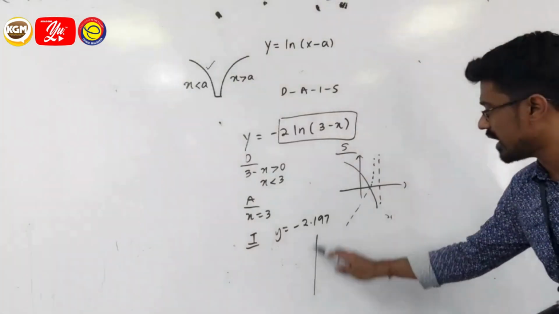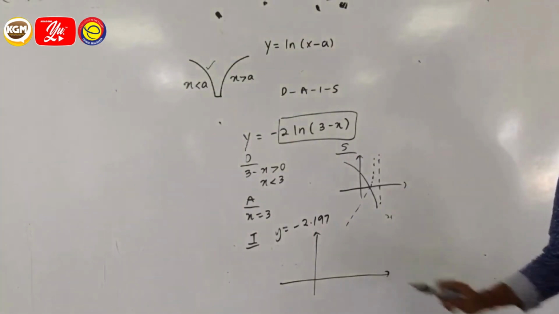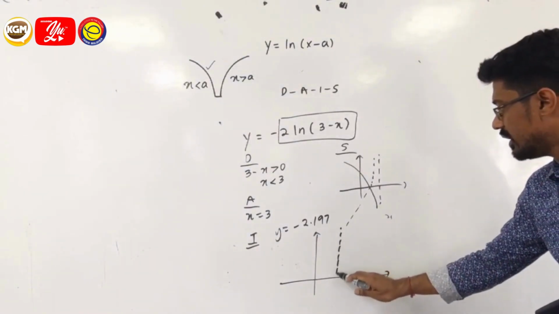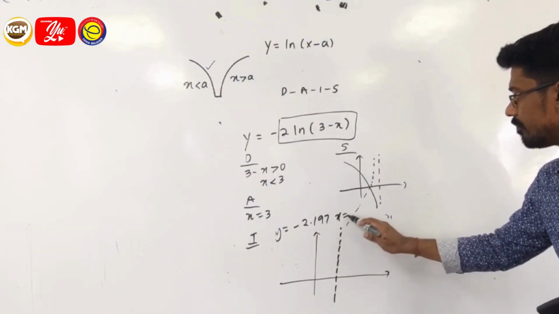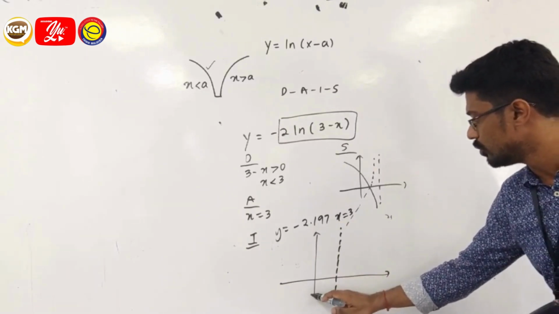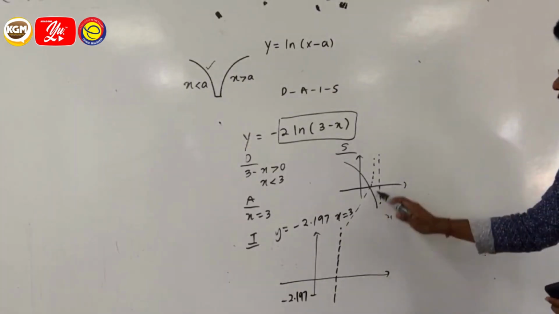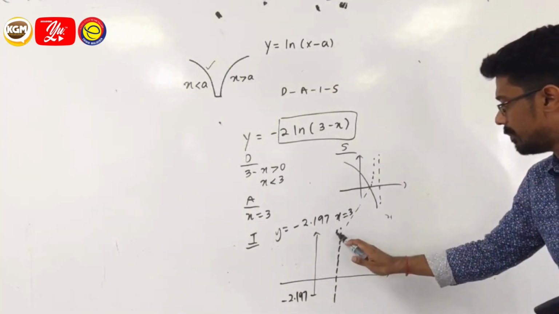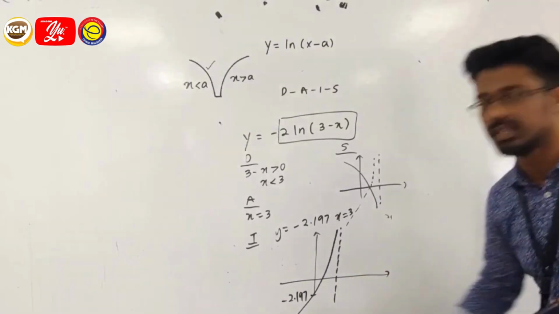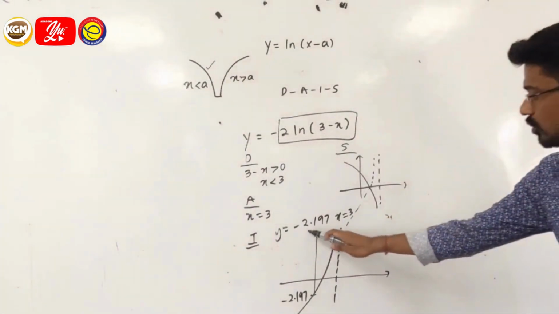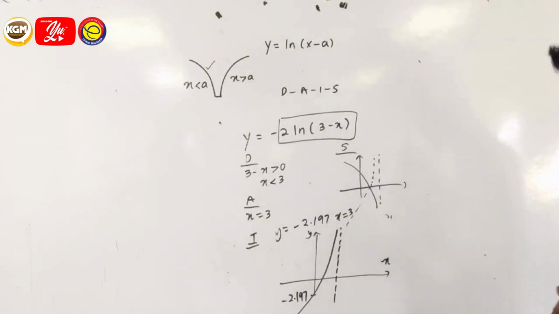So I can sketch my entire graph. So my asymptote is x equal to 3 here. I'll be cutting at -2.197, so here is my -2.197. My shape is like that, so that means I'll be doing something like this. Hope you are clear. Make sure you label everything, so this is y, this is x.